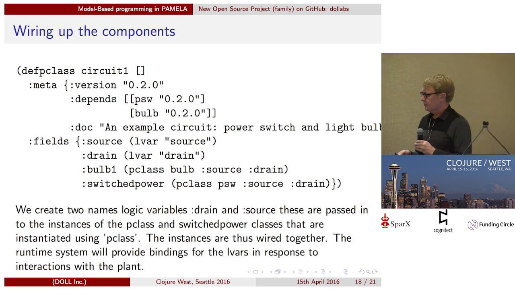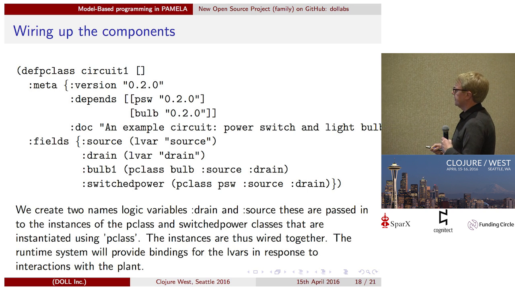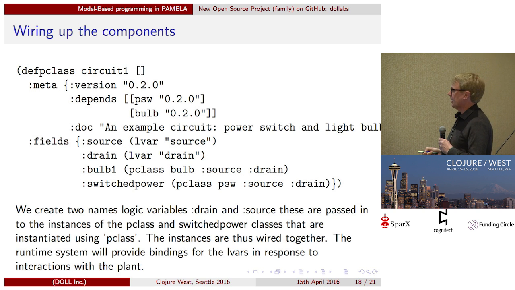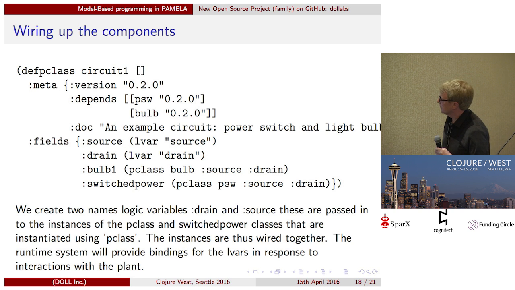Finally, there's the wiring up of the model. Here we have a circuit. We instantiate a light bulb. We instantiate a powered switch. And the source and drain variables here are the same. We use logic variables, very much in the same form as with Prolog, to do the wiring up. So we can have an arbitrary number of components that are wired up automatically using these logic variables.